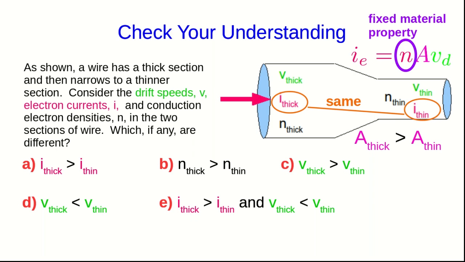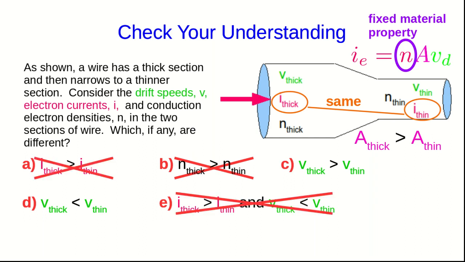And charge conservation simply dictates that all of the charge that enters one piece of wire must exit the other, or equivalently, all the electrons that enter one piece of wire must exit the other. So the two electron currents must be the same. So that eliminates B and A and E.